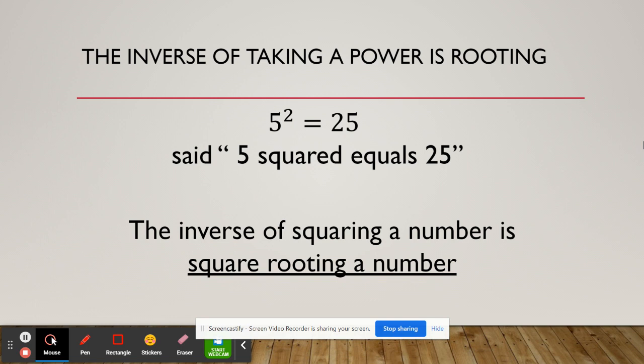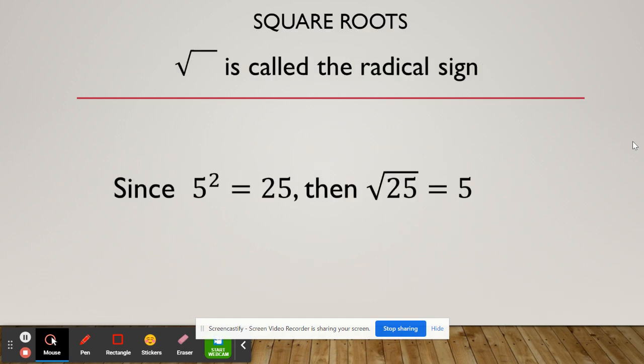The inverse of taking a power is called rooting. So for example, if we have 5 squared equals 25, then we say the inverse of squaring that number is called square rooting a number. When we square root, we use this symbol. It is called the radical sign. So since 5 squared equals 25, then the inverse, the square root of 25, would equal 5.